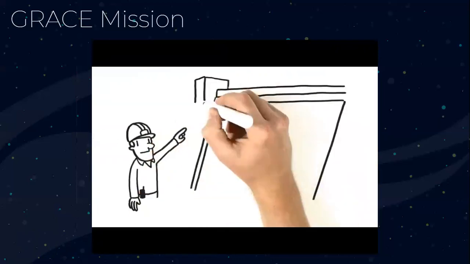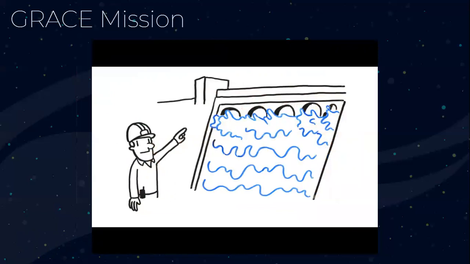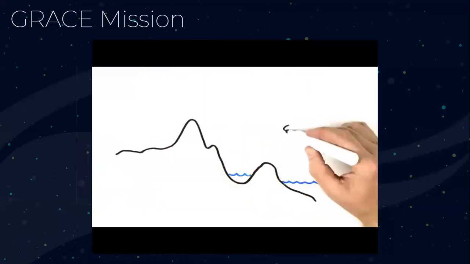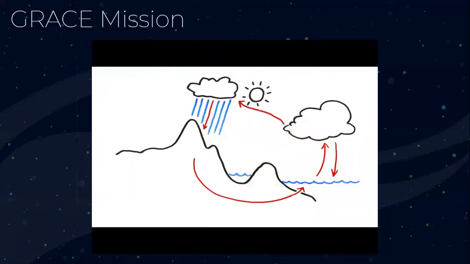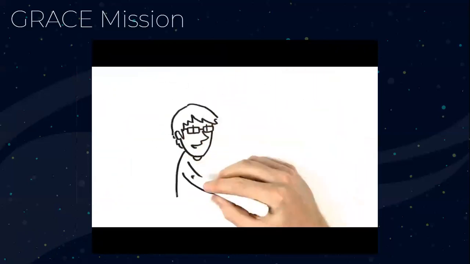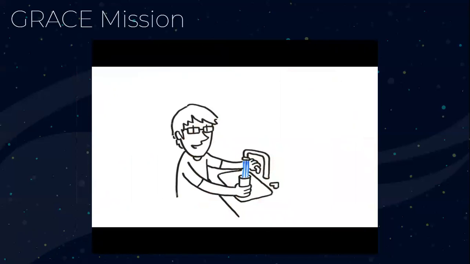It also helps us get water where people need it. Measuring gravity from space helps NASA better understand the entire water cycle here on Earth. And that can come in handy next time you want a glass of the stuff.